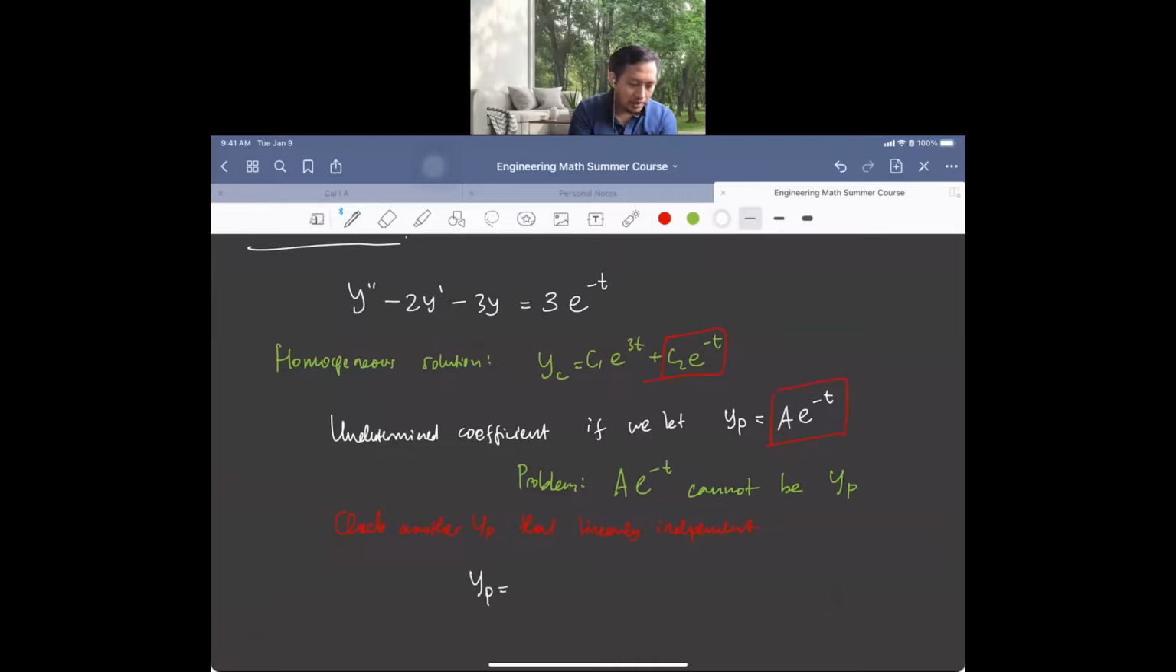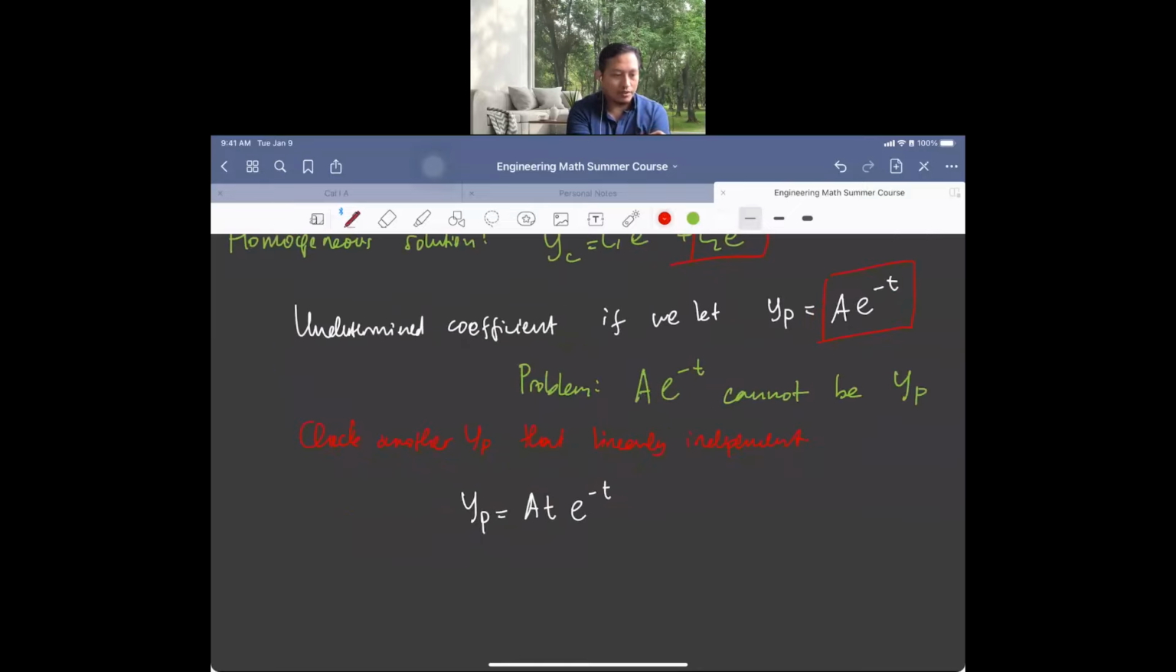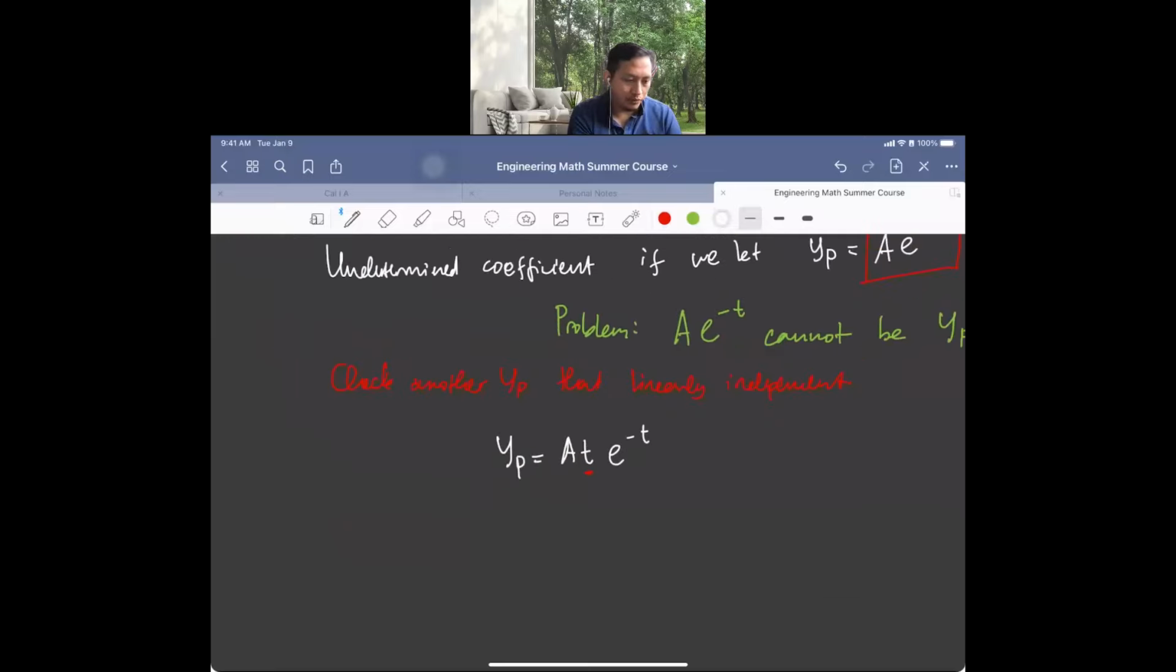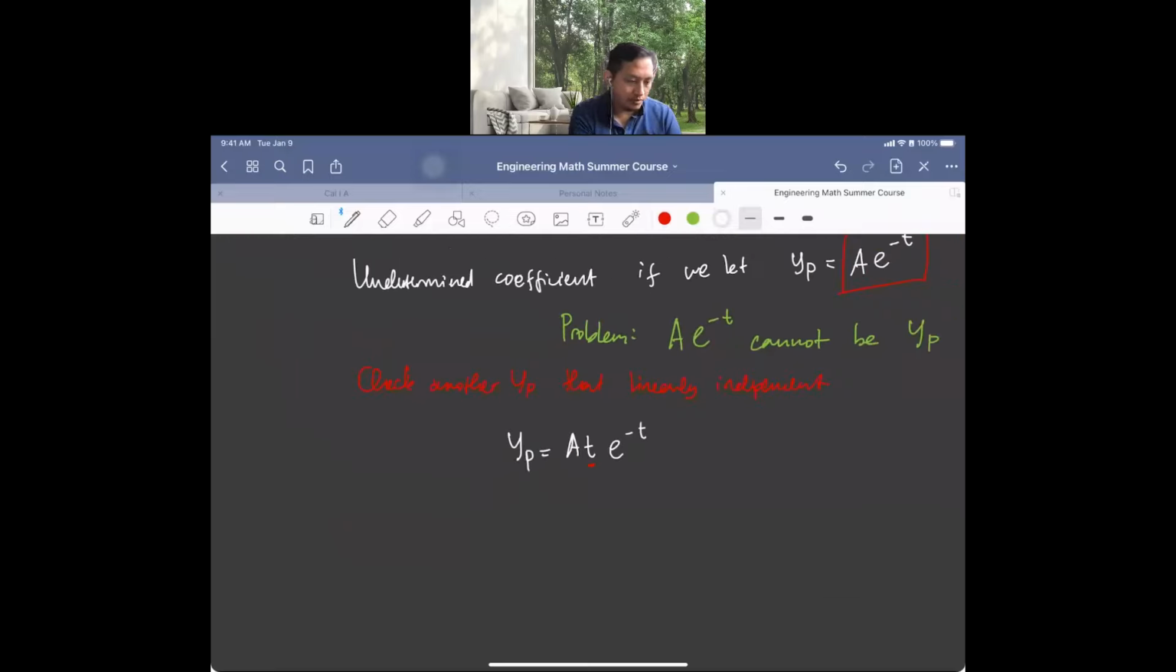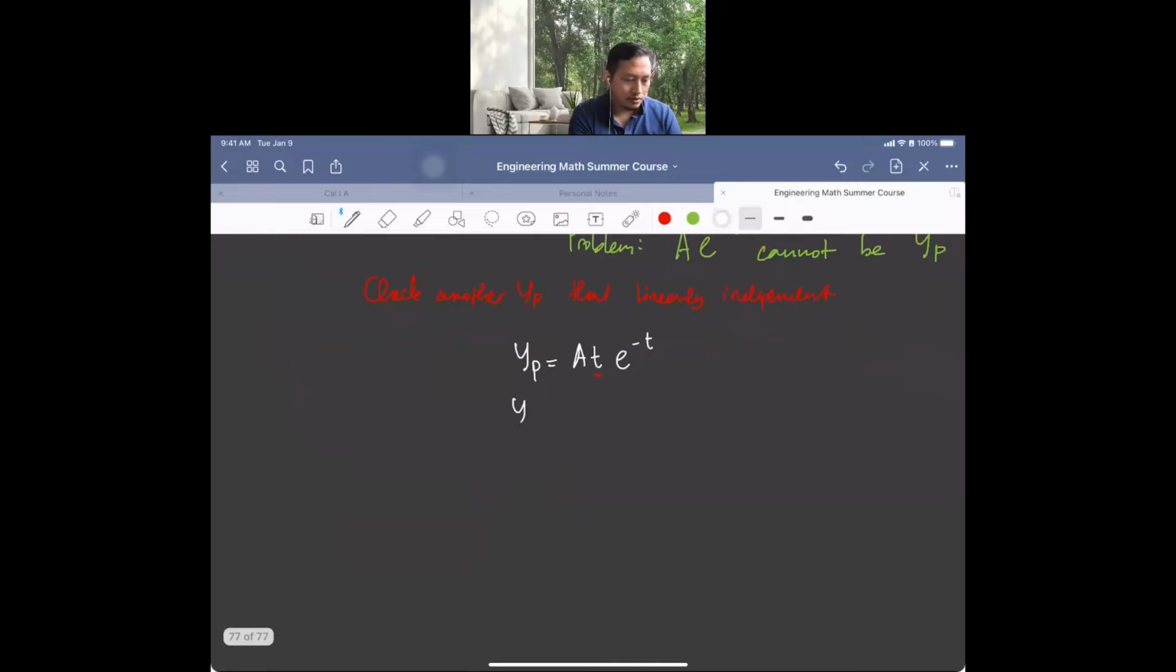So we could check yp, for example. Maybe we could take A t e^-t. So we could check this one. It has t here, so it's okay. So we can check it if we differentiate this.